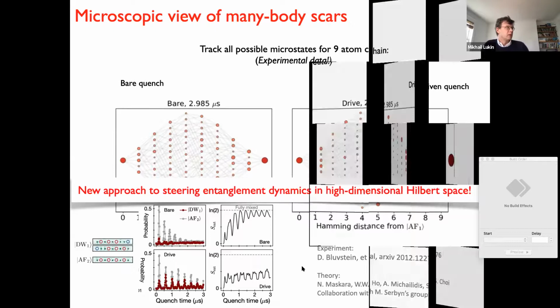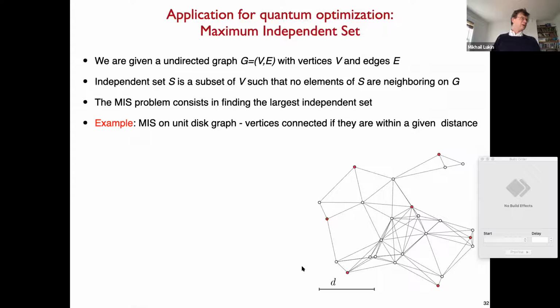So just before I finish my part, which actually takes a little bit longer than I expected, about the atom arrays, I also want to point out that a lot of the work we are doing is related to very interesting mathematical problems, which could be used to implement quantum optimization. One specific problem, which is very much related to what I was showing you, is what's called maximum independent set. The idea is the following.